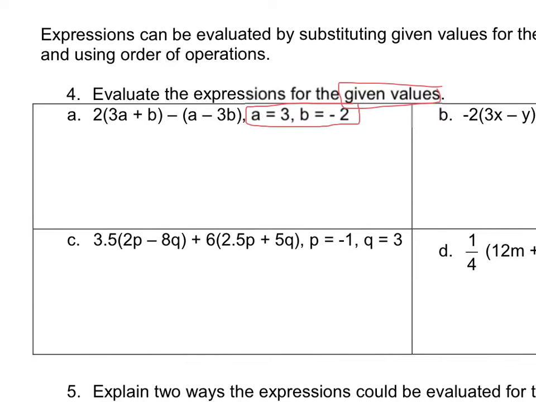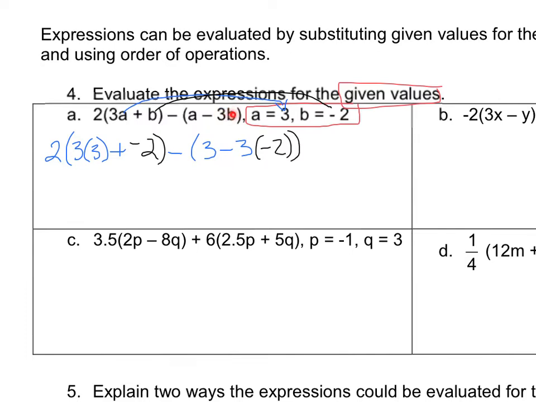So the first way we can do it is we're going to rewrite the problem, but everywhere we see an A, we're going to replace it with a 3 because that's what it told us to do. So this would be 3 times 3 plus, now everywhere there's a B, we're going to replace it with a negative 2. Then I have minus 3, here's a B, so we're going to put times negative 2. Because you see this next to each other means multiply, that's why these two have to be multiplied.